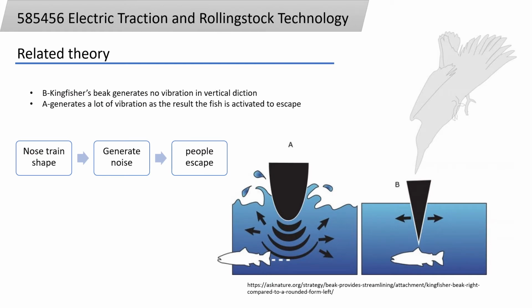Let's take a look at figures A and B here. B is the kingfisher's beak that generates no vibration in the vertical direction, but A generates a lot of vibration. As a result, the fish is activated to escape. So the nose of the train can generate noise, and most people don't like it. So engineers would design something similar to the kingfisher's beak or nose to reduce the noise.